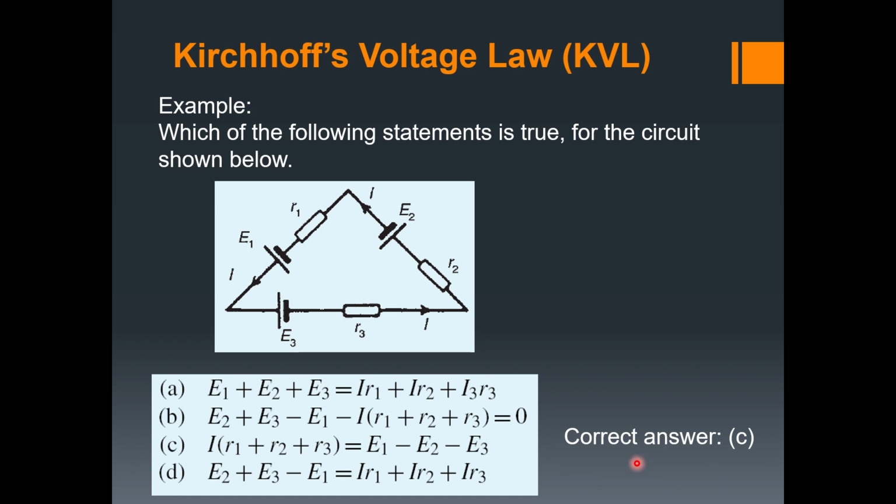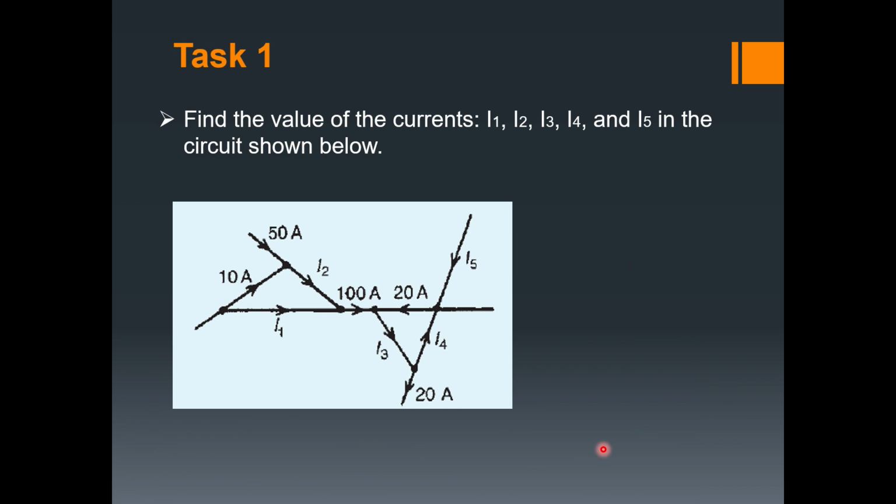Now, for lack of time, I would have loved to go through this with you, but what I want you guys to do is try to work in pairs and solve this problem. Again, you can see that the law to apply here is the first law because there are nodes. You can see there's a junction there. To apply the first law to determine all the given currents I1, I2, I3, I4, and I5.